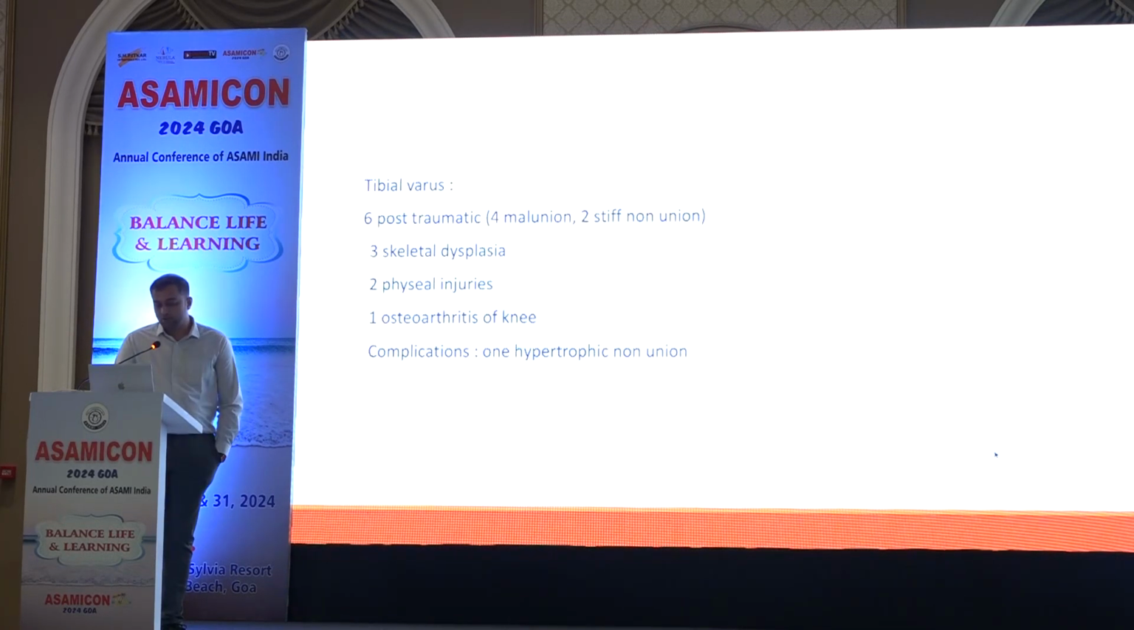So, among the tibial varus cases, 6 cases were post-traumatic, out of which 4 were malunions and 2 were stiff non-unions. 3 patients had skeletal dysplasia, 2 had physeal injuries, and 1 patient had severe osteoarthritis with genu varum. We had one complication: the patient developed a hypertrophic non-union, which we will discuss.